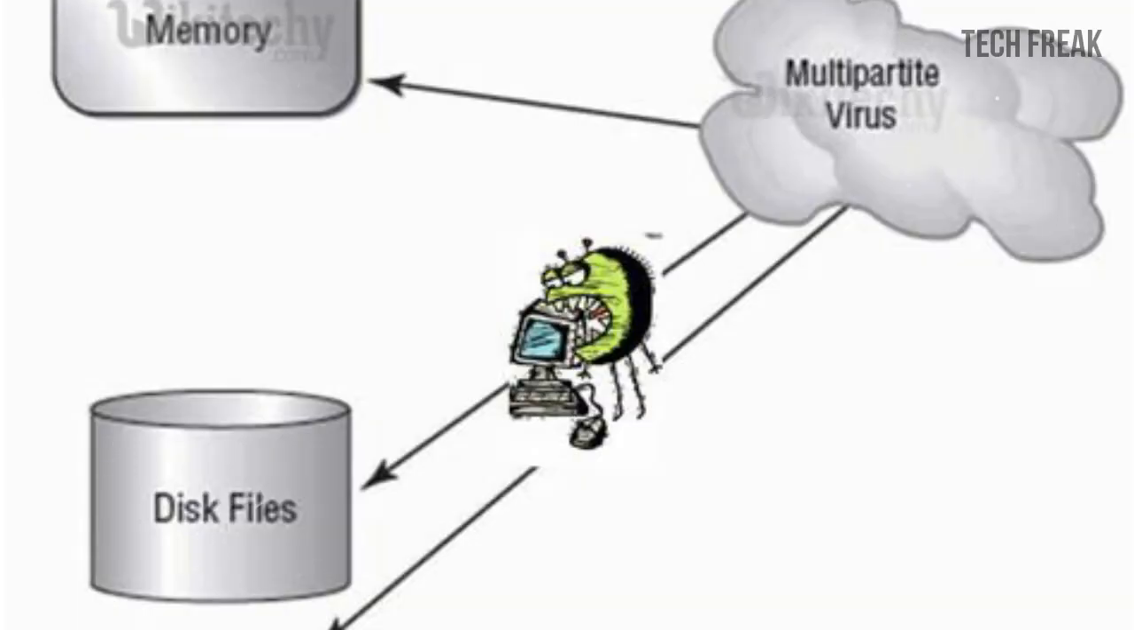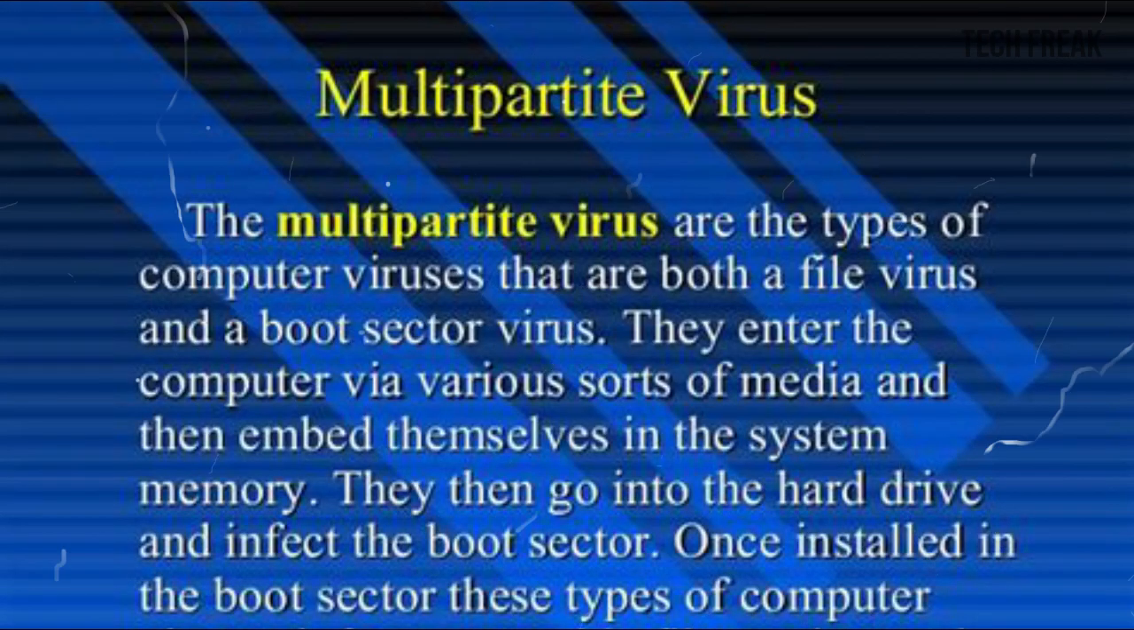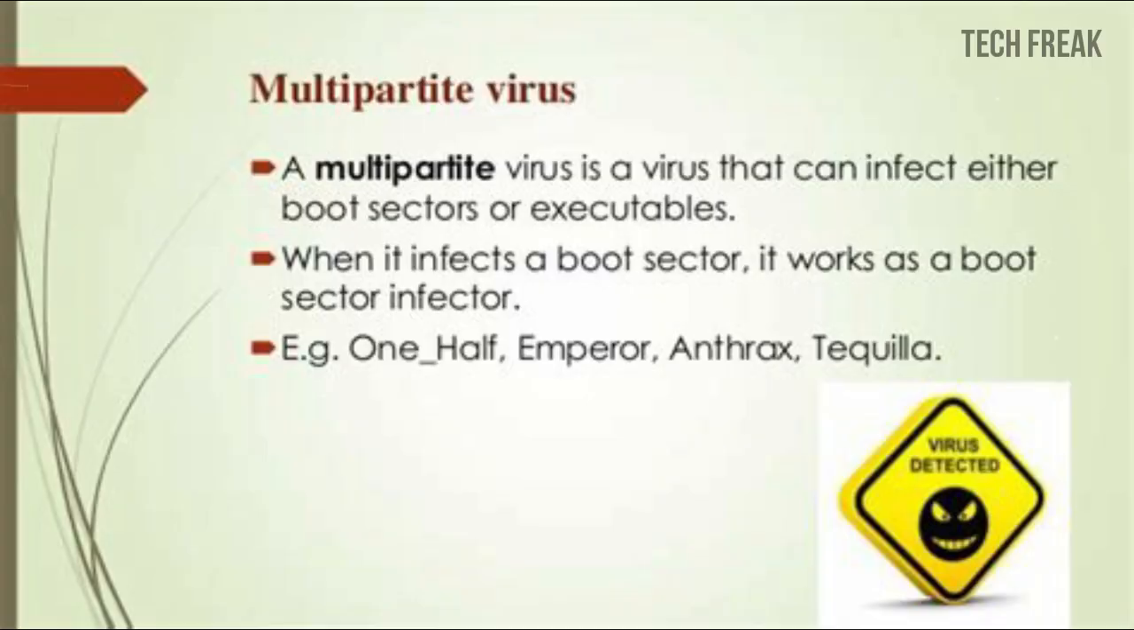Next, we have multipartite virus. These viruses infect multiple parts of the system at the same time. Example, boot sector as well as .exe files. A hybrid virus usually combines the approaches of the 2 types in order to maximize damage and resistance to removal.